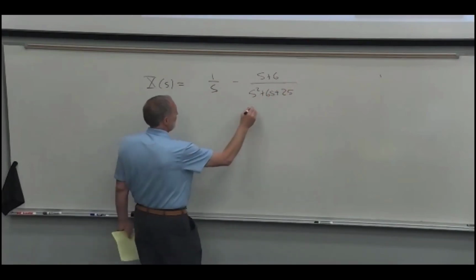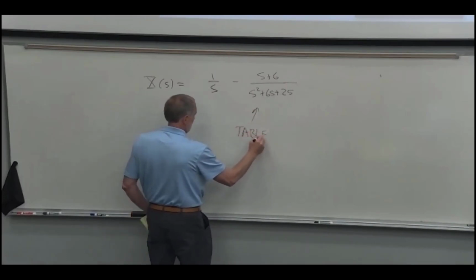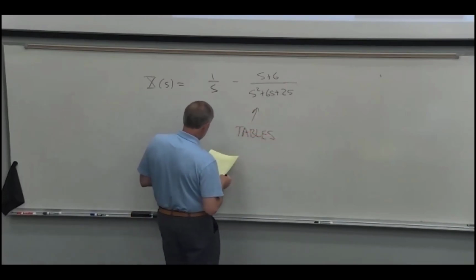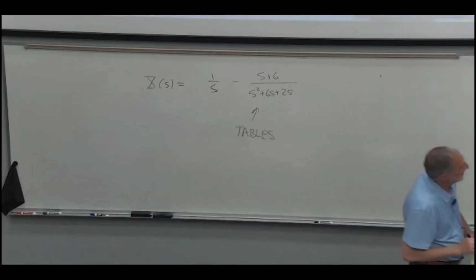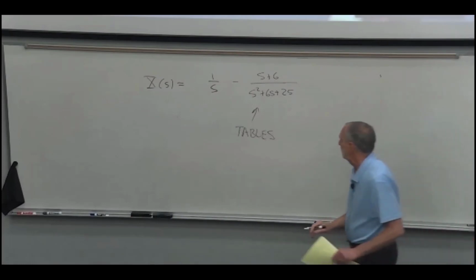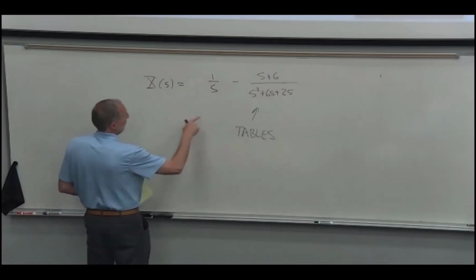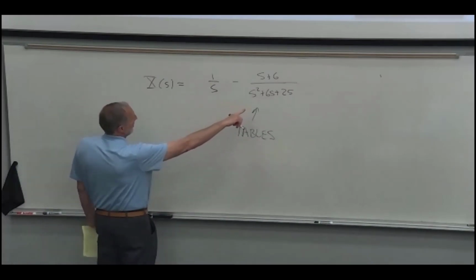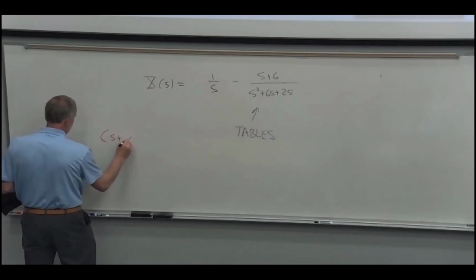And then you can look this one up in the tables. And this is a little bit of work. How much time do we have left? 6 minutes. I think we can do this. So if you look this up in the tables, you'll find this one. What we need is a thing that has S squared on the bottom and S on the top. And if you look through that, you'll find this.